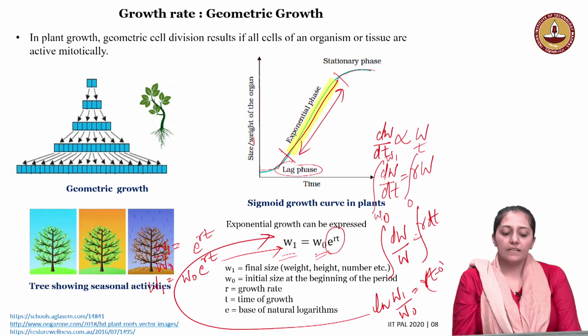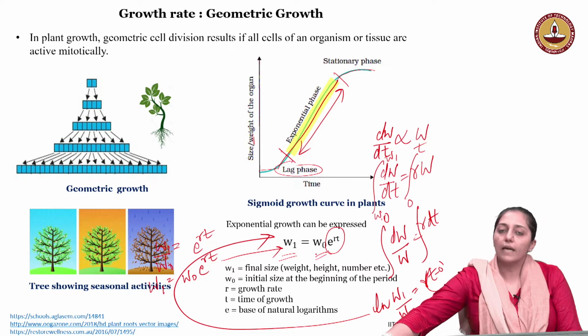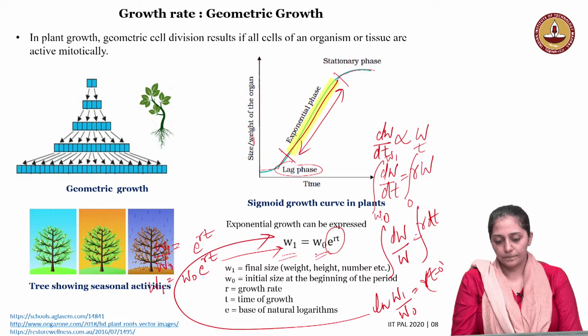You can even see this pattern in the seasonal variation observed in trees. When the leaves are falling, when there are fresh leaves coming and when the leaf buds are dormant during the winter season, you can also depict that change in terms of a geometrical growth pattern.